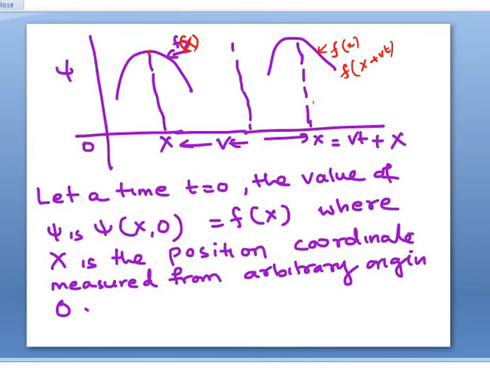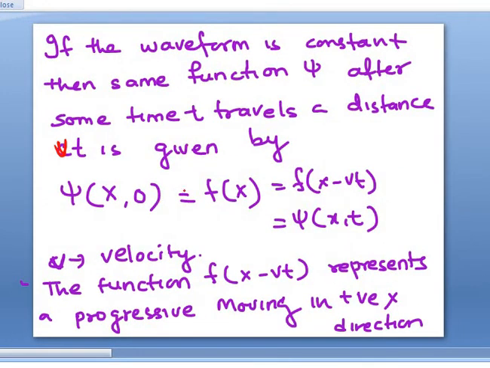Now what happens? Therefore psi of x at 0 is f of capital X, which after some time becomes f of x minus vt, where small x minus vt, and psi is a function of x and t. The wave function is the same, the wave is the same, but after some time it becomes f(x, t), where v is the velocity. Now the function f of x minus vt represents a progressive wave moving in the positive x direction.